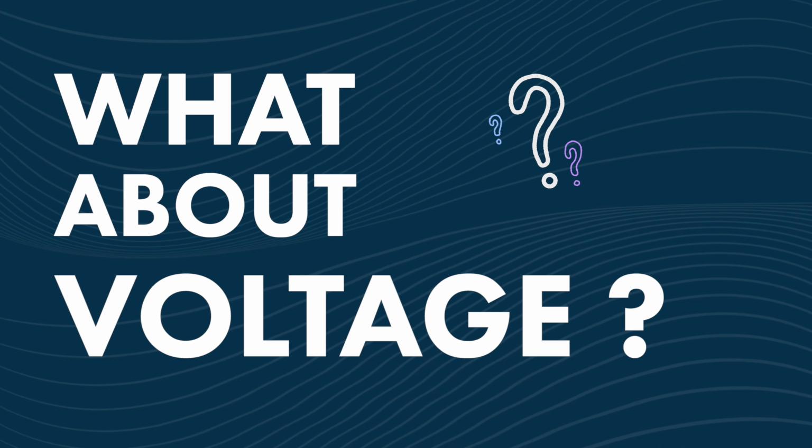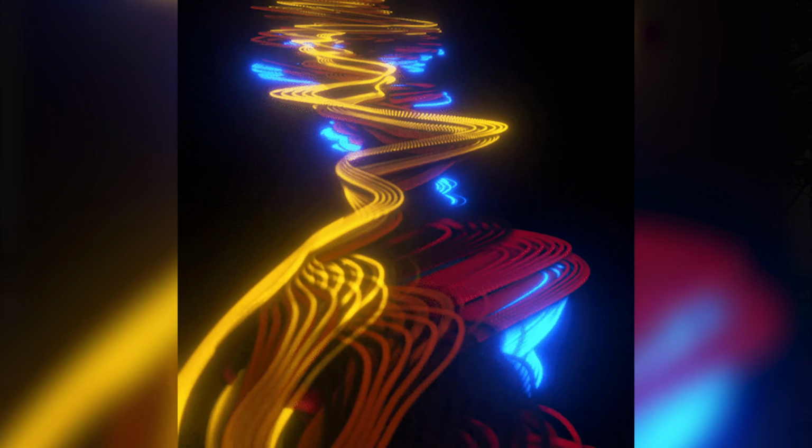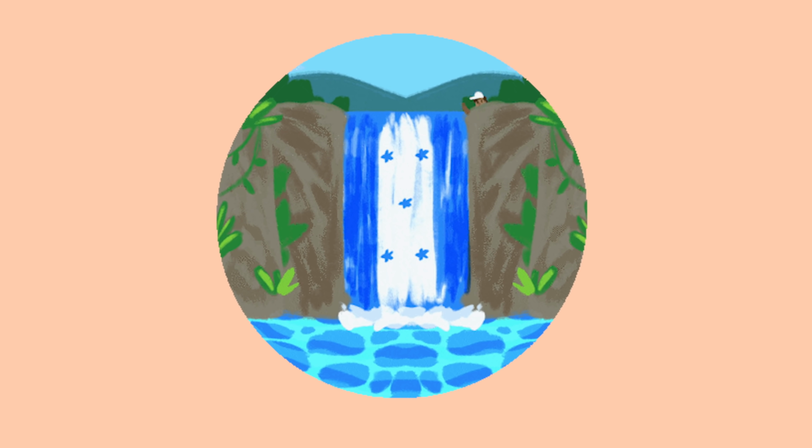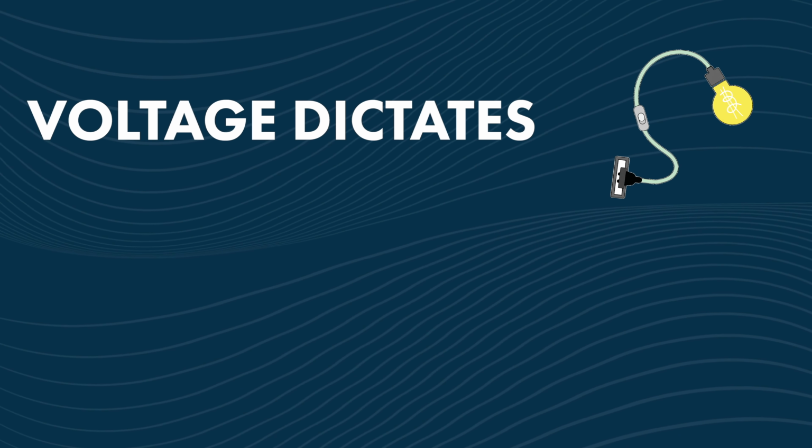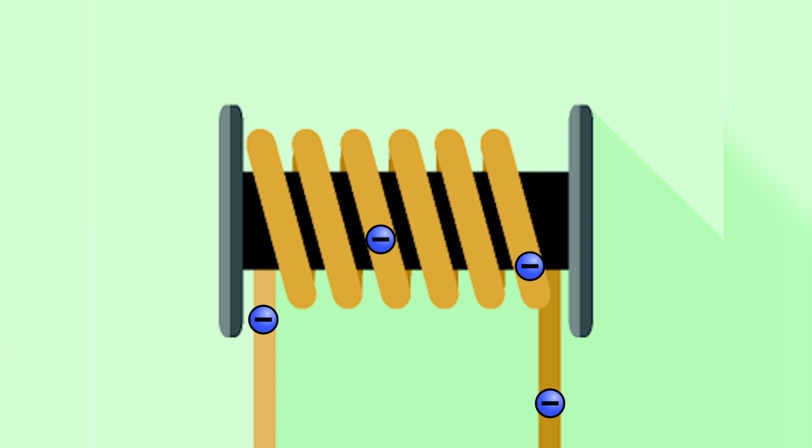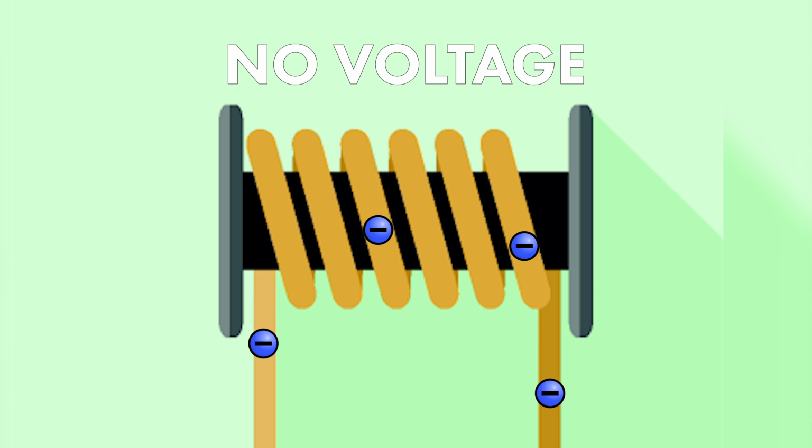So what about voltage? How does that work? Voltage is what drives the electric current. It's the electromotive force that pushes free electrons from one atom to another. In a sense, it's kind of similar to how gravity dictates the flow of a river, or how the wind dictates the flow of the ocean. Voltage dictates the flow of electricity. Without voltage, electrons wouldn't move at all. And no movement means no friction. No friction means no electricity. No electricity means no energy. And no energy means no power.